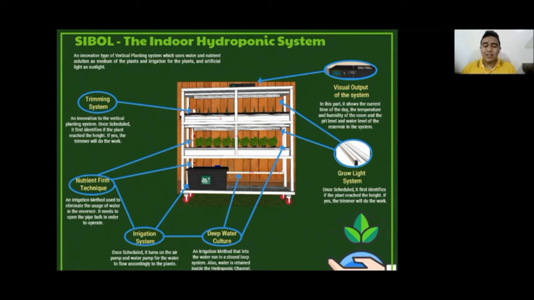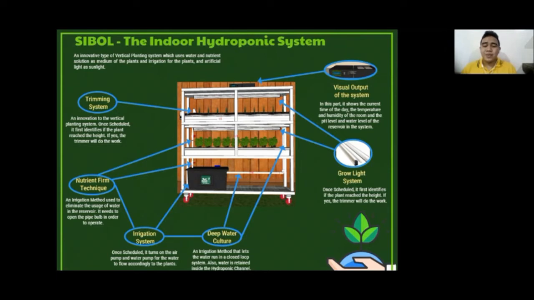For the indoor hydroponic system, the structure consists of two pot racks with 7 holes that are used to attach 7 plants. They are attached to aluminum supports to support 2 levels of the pot racks. The top and bottom parts of the structure have a glass used as support for the circuit part and the reservoir. Inside of it are 4 parts: the irrigation system, the grow light system, the trimming system, and the visual output of the system.